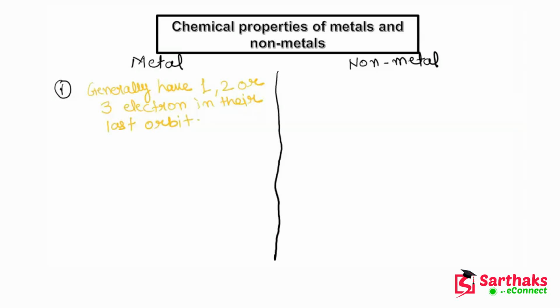Now, if I talk about non-metals, then they generally have 5, 6 or 7 electrons in their last orbit. So guys, this is the first difference between the non-metal and the metal. So why am I telling you this? For making you understand, let me take you to the next slide.